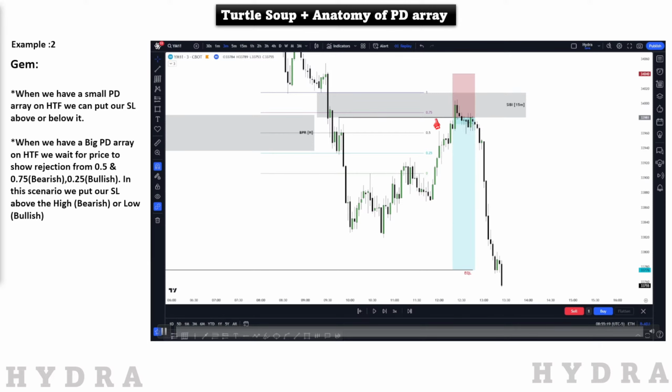I'm repeating myself again. When we have a big fair value gap or a big PDA, it's very easy to know, you see it on your chart on your higher time frame. If it's big, your eye is telling you. If it's big, you wait for price to show a rejection from the 0.5 and 0.75%. And our lower time frame swing high also confirmed it. As you guys can see, we had a swing high here, and all we are doing is following our rules, folks. I'm giving you a footpath, I'm giving you a blueprint, and price is exactly printing these candles like this.